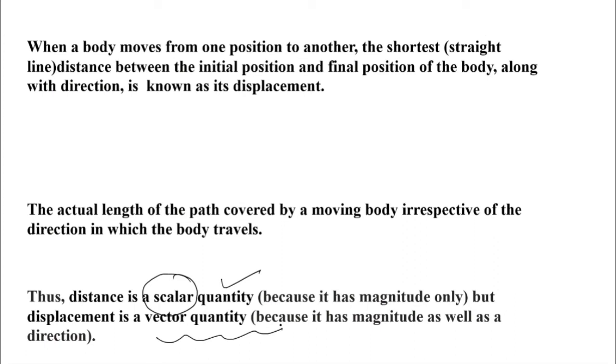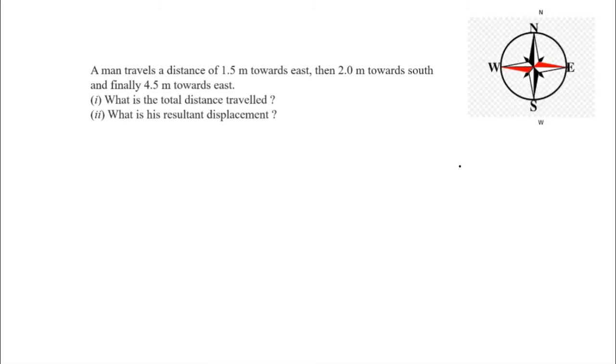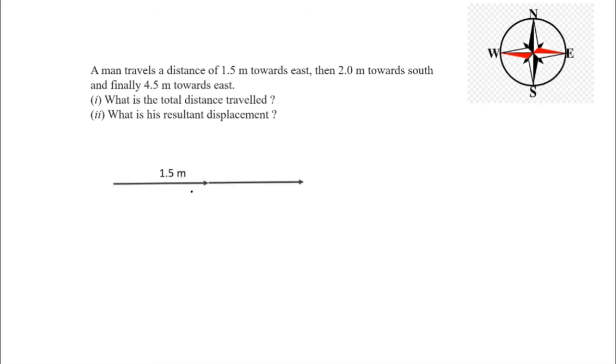Now quickly I will explain the solution for the problem which we have taken. On paper we should be very sure and familiar about the directions: north, east, south and west. A man travels a distance of 1.5 meters towards east. So let's take it that he goes 1.5 meter towards east, and then 2 meters towards south.